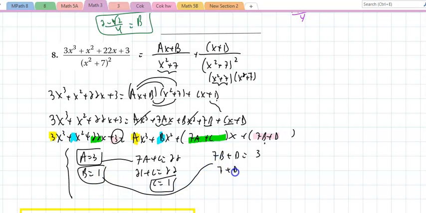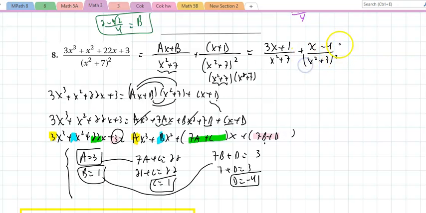They don't always work out this nicely. This author is very gentle and nice. So here you're going to say it's ax plus b over x squared plus 7 plus cx plus d over x squared plus 7 squared. So this is where this fraction came from. And in calculus, you need to be able to do that. That's the answer.